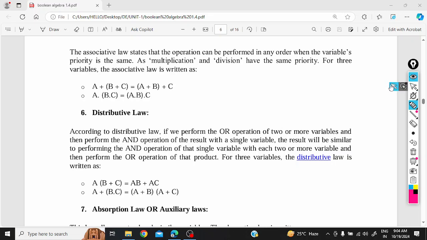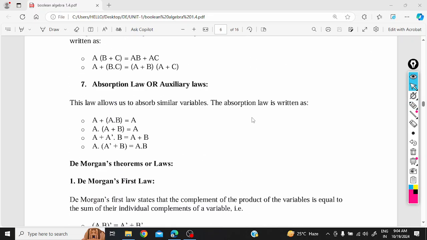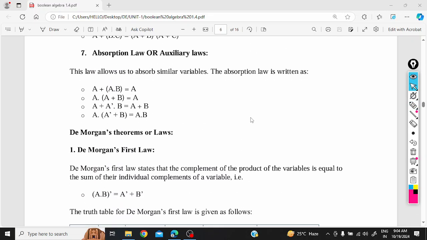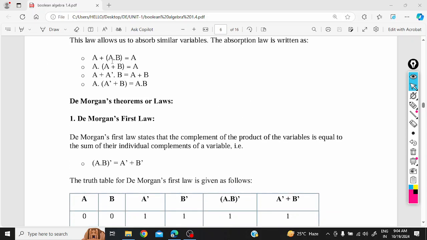Next, absorption law. We'll open it. Now, the absorption law states that A plus A dot B is equal to A, A dot (A plus B) is equal to A, and A plus (A dash dot B) is equal to A plus B. A dot (A dash plus B) is A dot B.